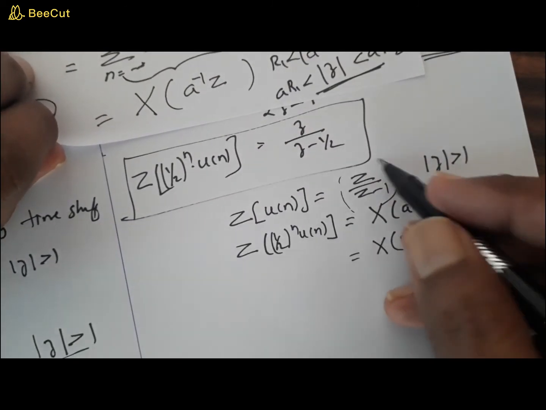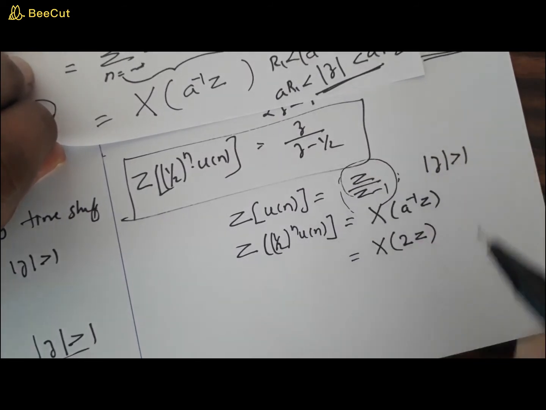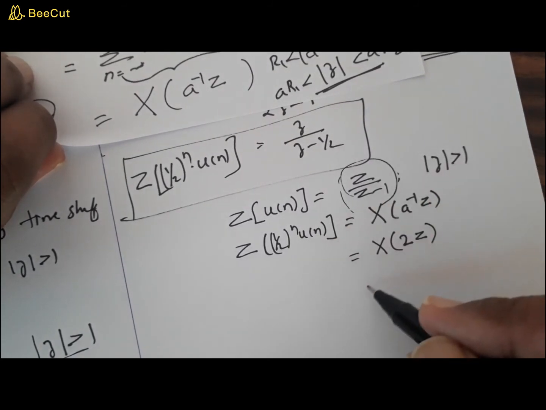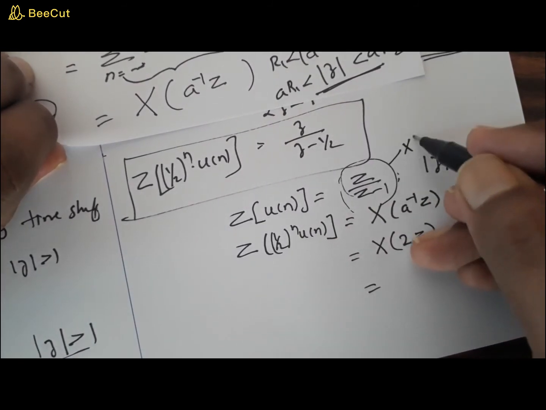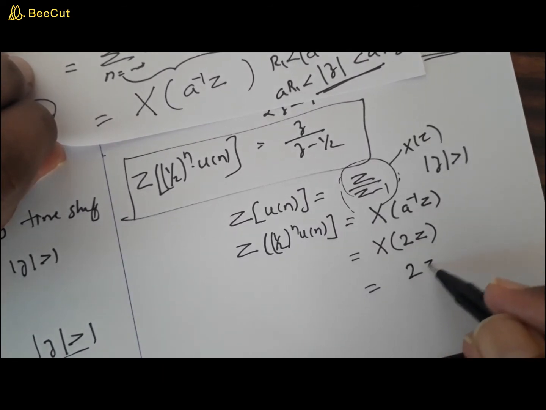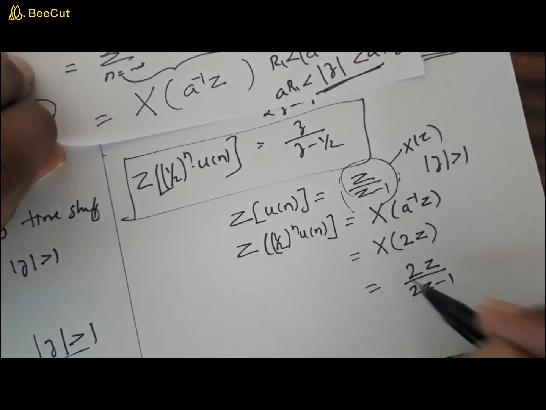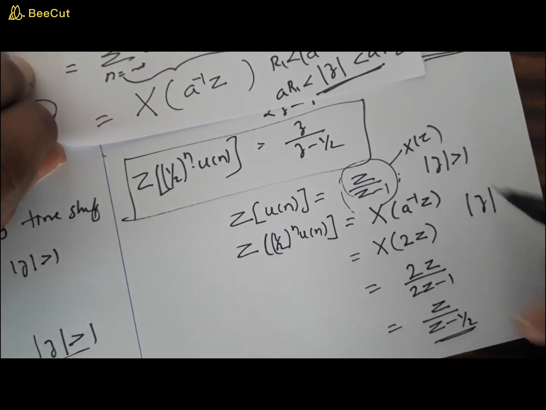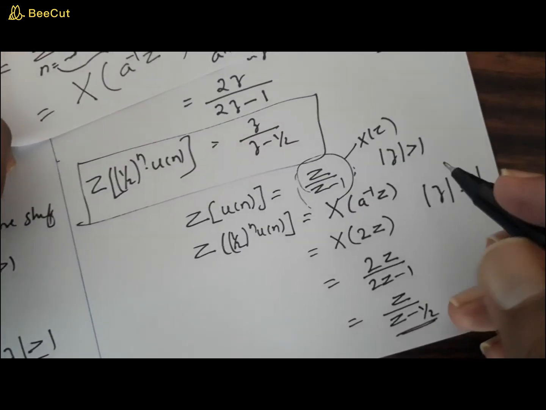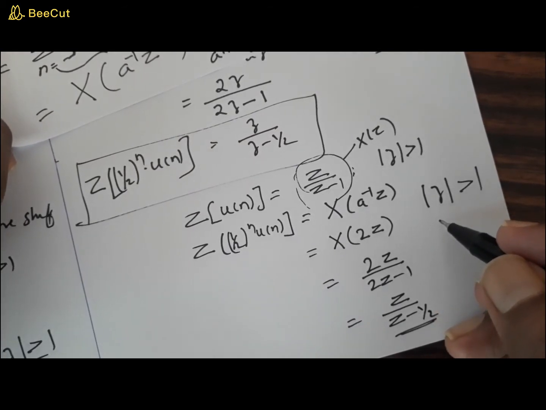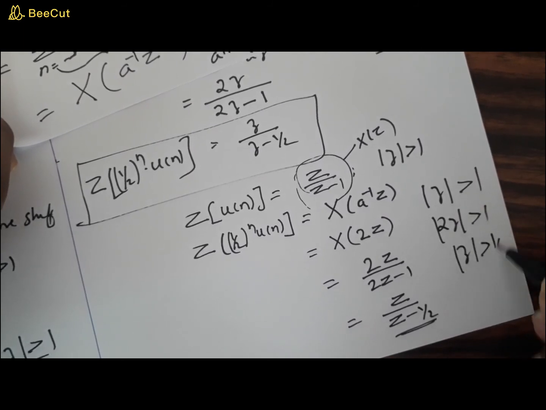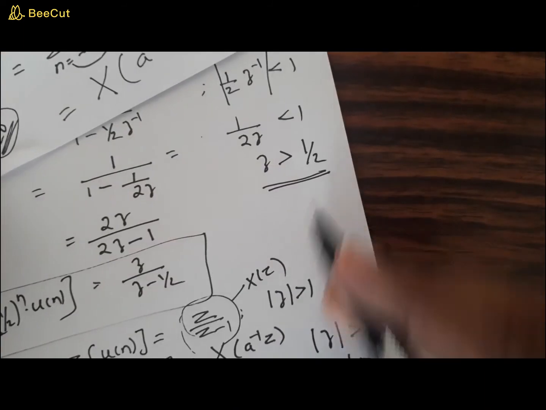So this is your X of z. In X of z, you just substitute 2z. So what will be your X of 2z? If this is your X of z, X of 2z will be 2z by 2z minus 1. Taking 2 outside, you will get this as z by z minus 1/2. Now instead of |z| greater than 1, z has to be replaced by 2z, so |2z| is greater than 1, or |z| is greater than 1/2. You are getting exactly the same answer.